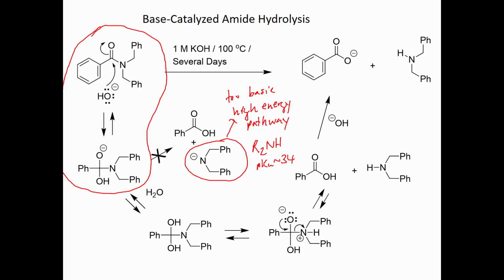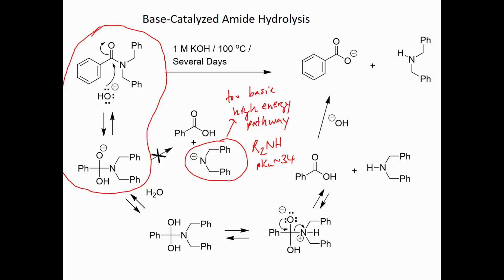Instead, we have to do some things with water. We're going to add water and get a neutral compound. And this is a step that's not particularly favorable. Somehow or another, under very strongly basic conditions, we have to protonate the nitrogen. It's not going to be all that favorable, but to some small extent it can happen. And once this has happened, we can now eject the amine like so. This gives us the carboxylic acid and the amine.